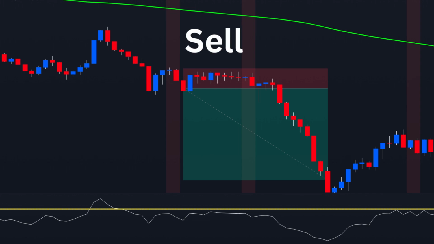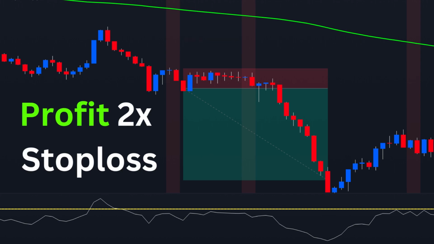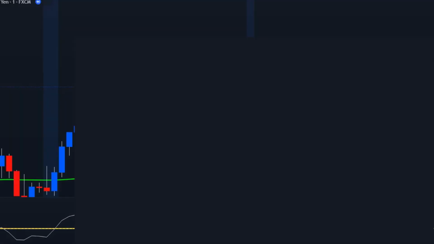Now, for our exit strategy, once you've entered a trade, you want to set your stop loss below your entry candle. And set your profit target at 2 times your stop loss. So now, let's look at this strategy in action.